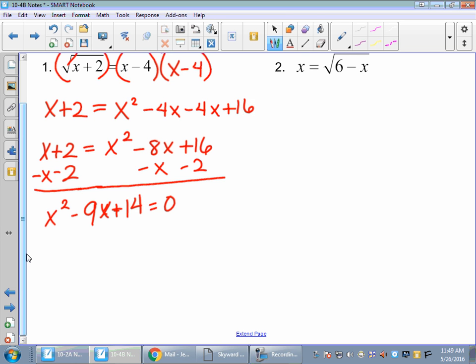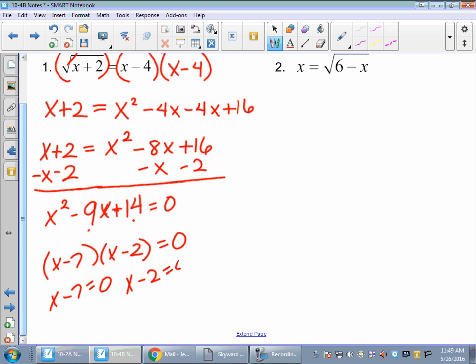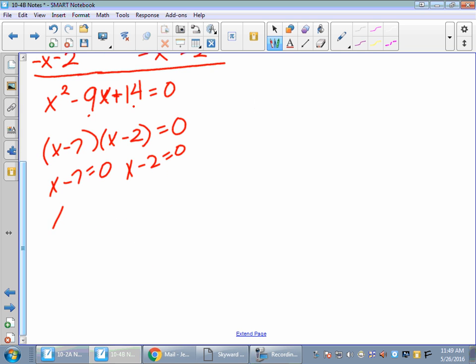I'm going to ask what multiplies to give me 14 and adds to give me negative 9. Negative 7 and negative 2 work. So this factors to x minus 7 times x minus 2. Now we have a product that equals 0. Using the zero product property, I can say that x minus 7 equals 0 or x minus 2 equals 0. That means x is equal to 7 or x is equal to 2. So my solutions right now are 7 and 2.